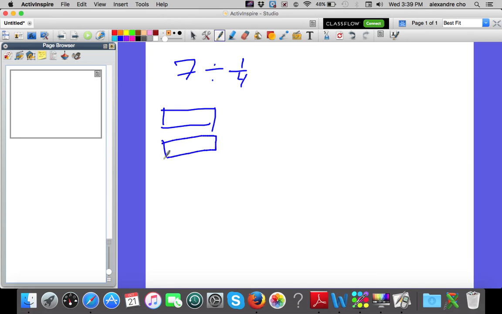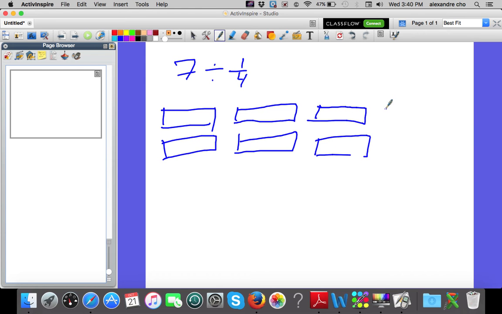7 divided by a fourth. So again, if you think about how many 1/4s are in 7, in this case, let's do rectangles. 1, 2, 3, 4, 5, 6, and one more rectangle. And we want to know how many fourths are in 7 whole units. So let's break everything into fourths.